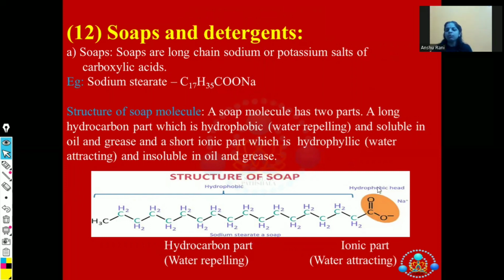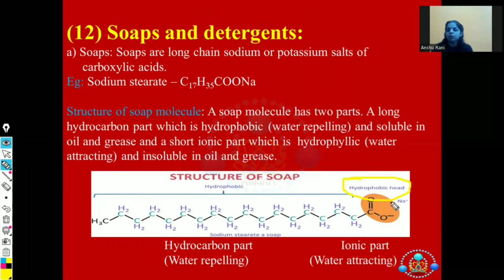This is hydrophobic in nature and this is hydrophilic in nature. Please correct it. It is hydrophilic. Hydrophilic means the water loving part and hydrophobic means the water repelling part, right? This is soluble in oil. This is soluble in water.